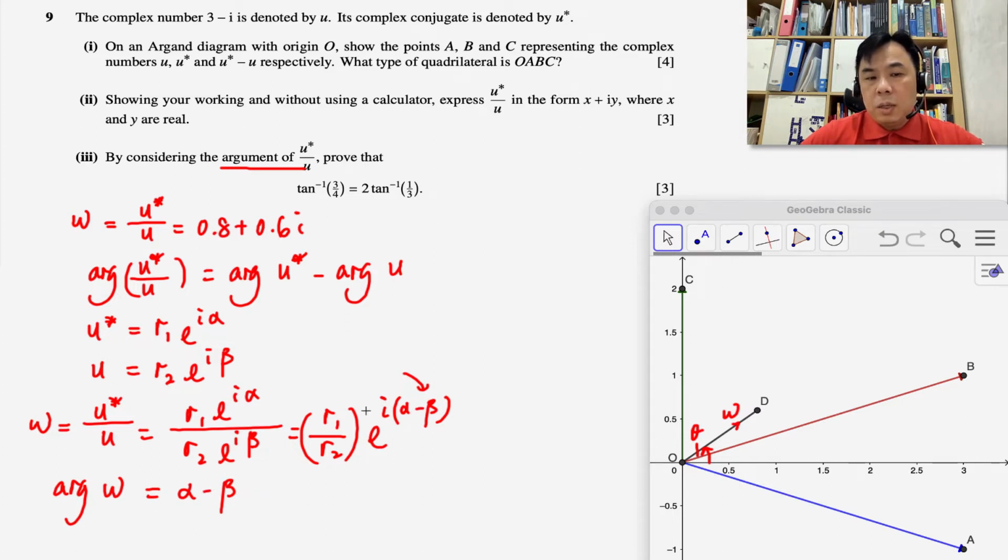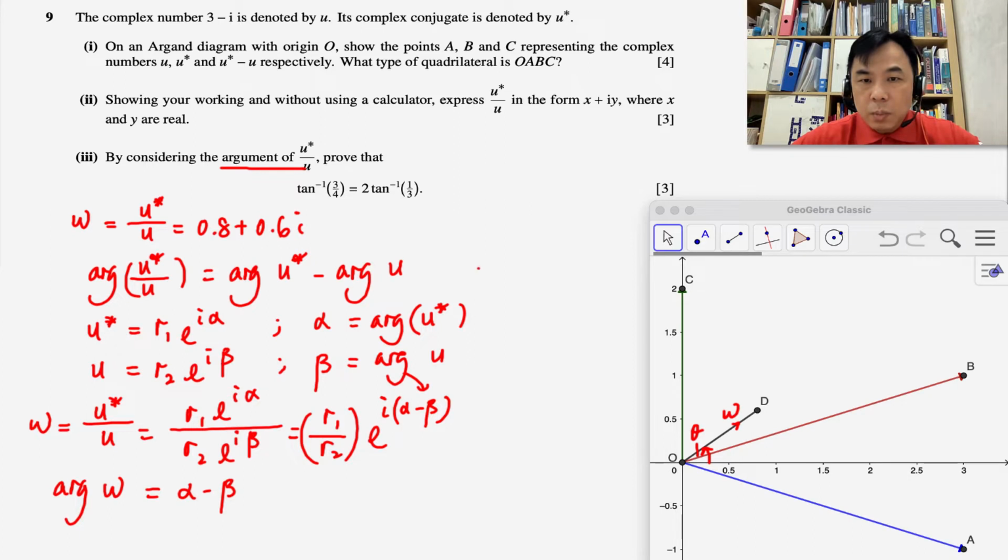You might be asking yourself, what is alpha then? Alpha is the argument of the complex conjugate, whereby beta is the argument of u. That's how we relate to this property. Knowing this property, we can answer these questions quite easily. This is where the property came about, and now we're going to apply this property directly.